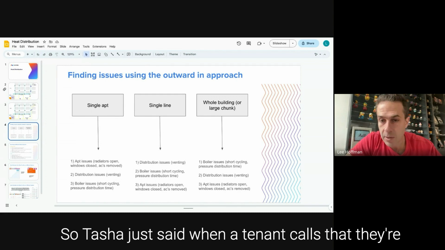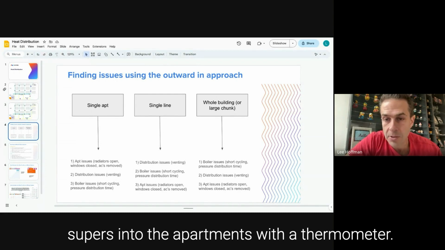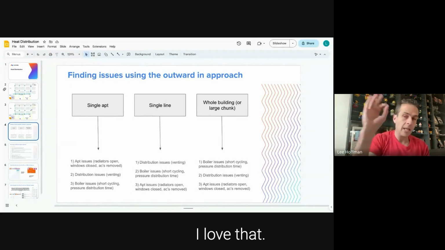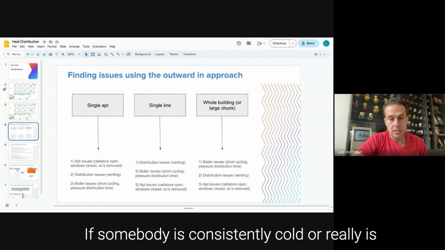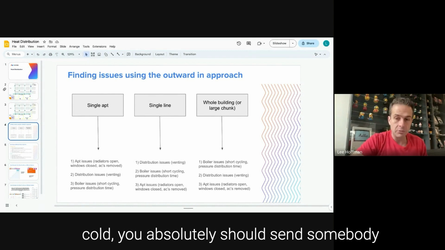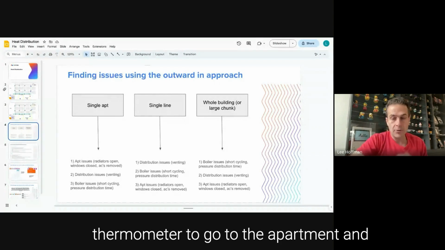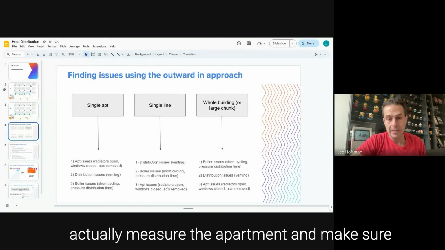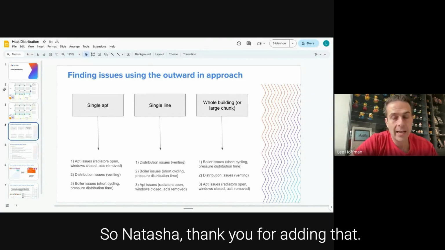So Natasha just said, when a tenant calls that they're cold, besides checking the sensors, we send our supers into the apartments with a thermometer. I love that, that was going to be my next point. If somebody is consistently cold or really is calling, and you can't understand why, you absolutely should send somebody with a temperature gun or an air thermometer to go to the apartment and actually measure it, and make sure that it is actually cold and know how cold it is. So, Natasha, thank you for adding that.